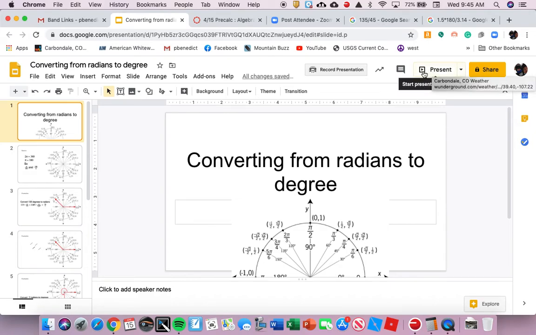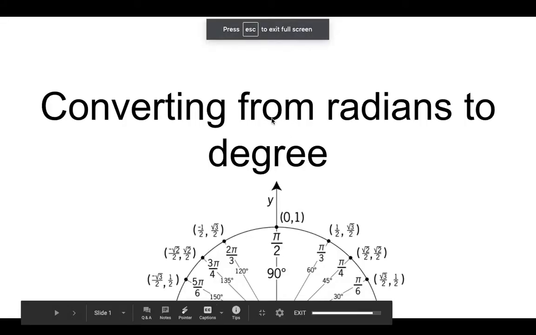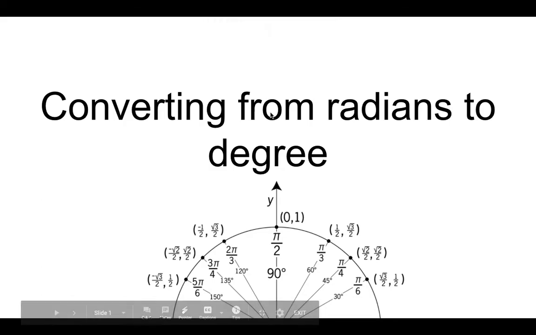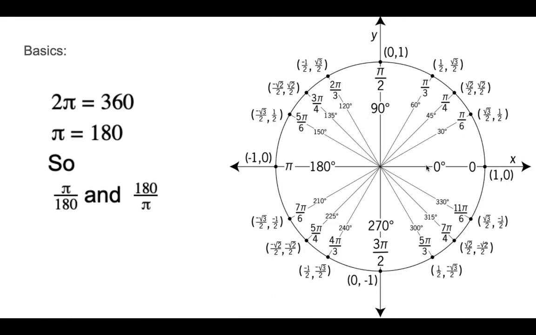Okay, today we're going to talk a little bit about converting from radians to degrees. There are two different types of angle measurements that we're going to talk about. One, radians, and one you're probably a little more familiar with, degrees. As you can see, there are some basics that we need to understand to convert.